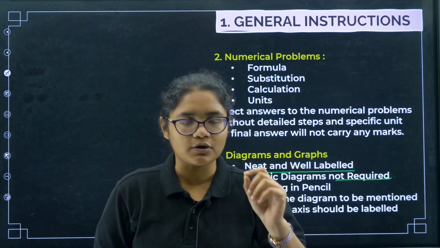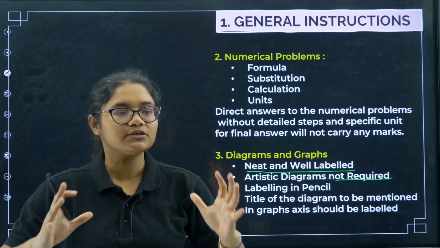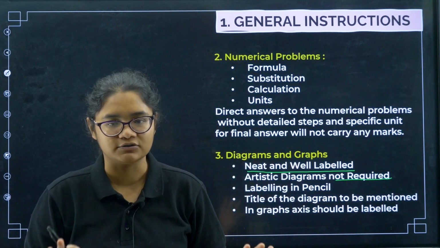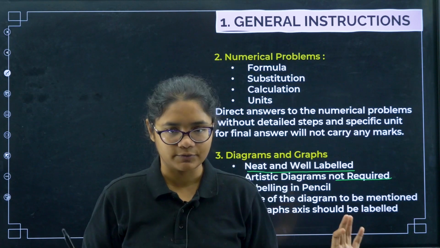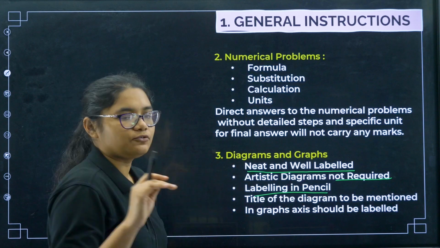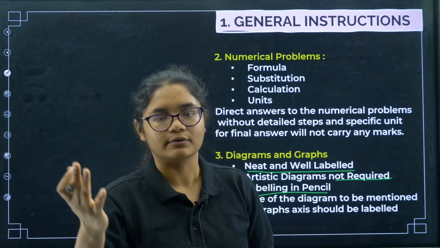So make sure that you do a well labelled schematic diagram which conveys what is required. You don't have to do any shading there, or waste your time putting different colors, that is a complete waste. Next, labelling in pencil. It is better if you label the diagrams in pencil, so that if you make any mistake, you can erase and correct it.